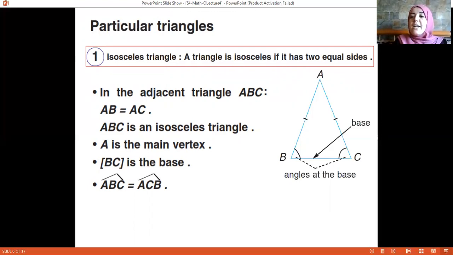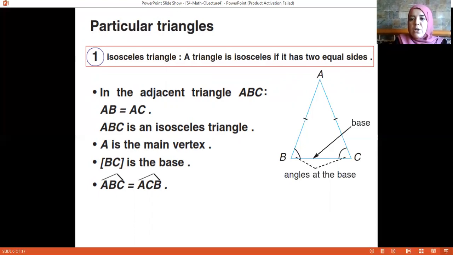Suppose I told you that triangle KLM is an isosceles triangle of main vertex M. What does that mean? It means ML equals MK and angle MLK equals angle MKL. Okay, guys? So pay attention. You start with the main vertex and tell me that MKL equals MLK and MK equals ML. So it's very important to mention the main vertex of the triangle.